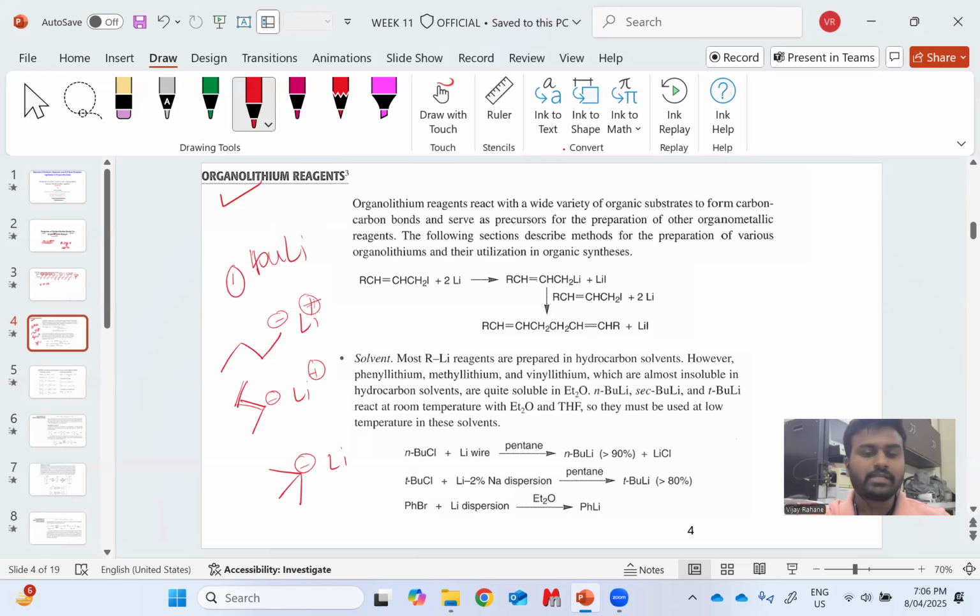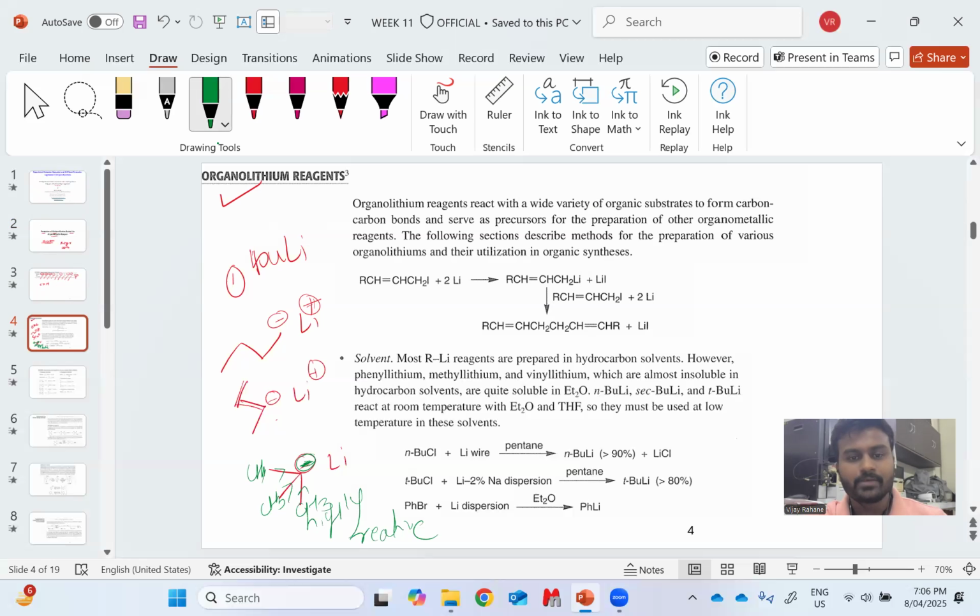If you look at the reactivity of primary, secondary, and tertiary, the tertiary is the most reactive. If you look at the inductive effect on this one, it is directed in this manner, and that's the reason for the high reactivity, because the negative charge is very unstable at this position. So these are examples of organolithiums.